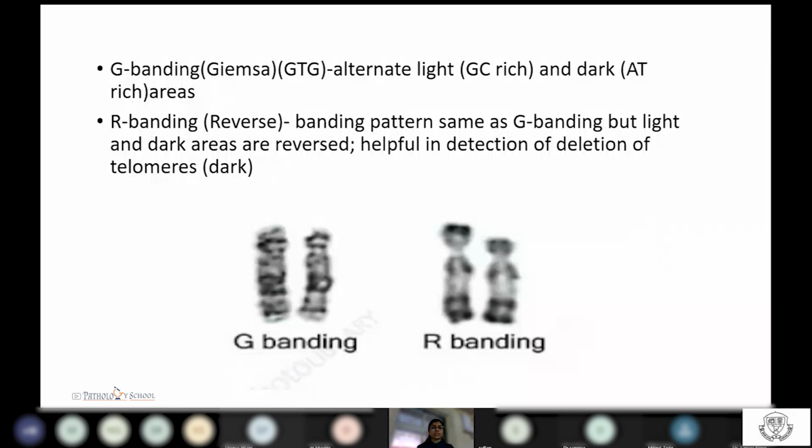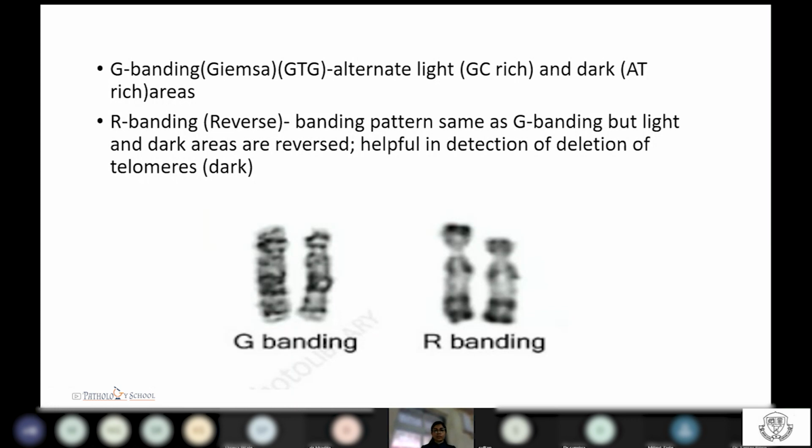Next is your G banding or Giemsa banding. It is also known as GTG, which is G bands by trypsin using Giemsa. In G banding, you can see alternate light and dark areas. The dark areas that you can see are because these areas have high adenine and thymine binding areas, so they stain dark, and your light areas are mainly due to your cytosine and guanine binding.